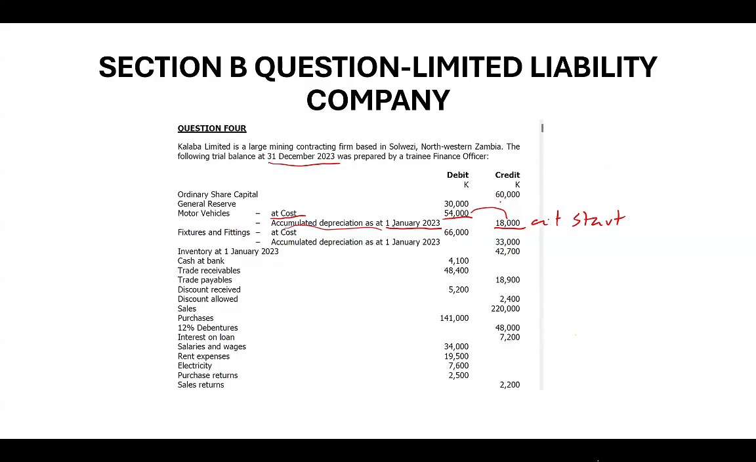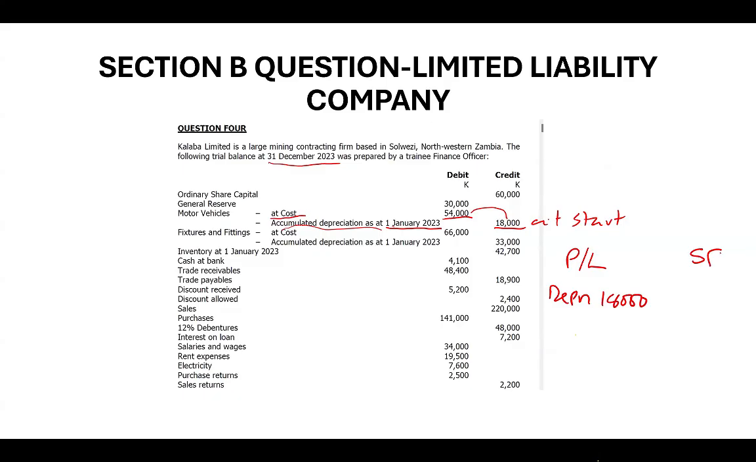So the depreciation on this one for the year is 18,000. What it means is when you apply 33 and 1/3 on the 54, you are getting 18,000. So look at this. In the profit or loss, when you say depreciation for motor vehicles, you shall take the 18, the charge for this year.